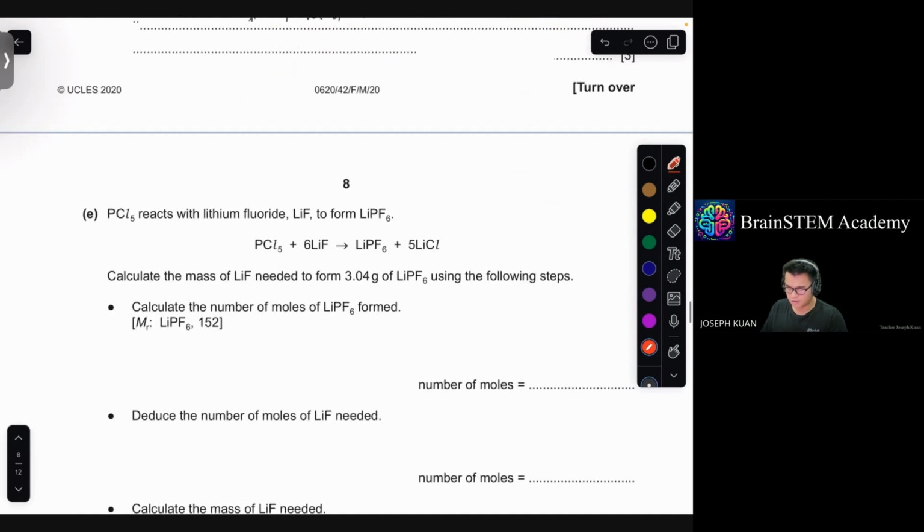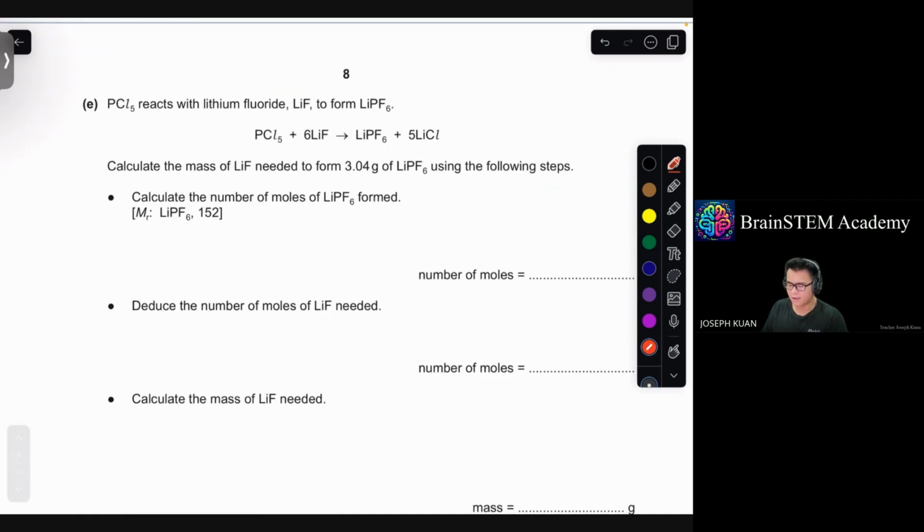All right. So moving on to E, PCl5 reacts with lithium fluoride, LiF, to form LiPF6. Calculate the mass of LiF needed to form 3.04 grams of LiPF6 using the following steps. The first part, calculate the number of moles of LiPF6 formed. We are given the mass and the relative mass, hence essentially they are giving you the molar mass as well.